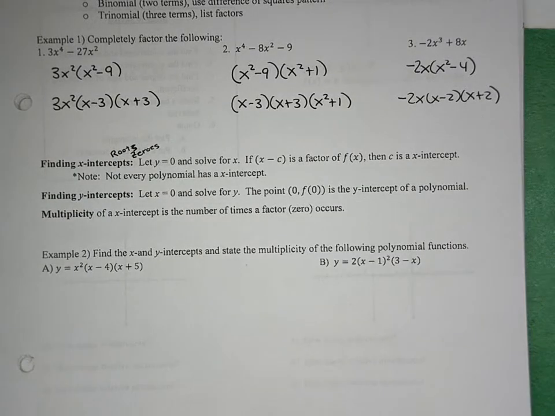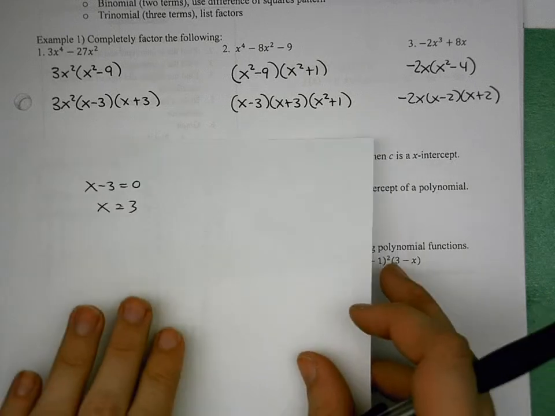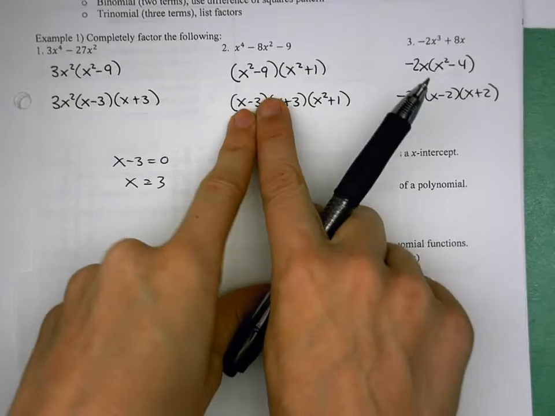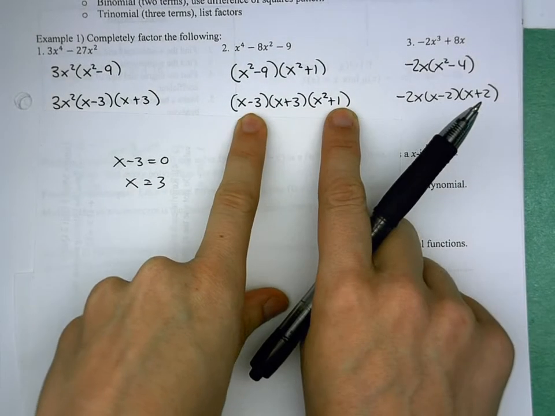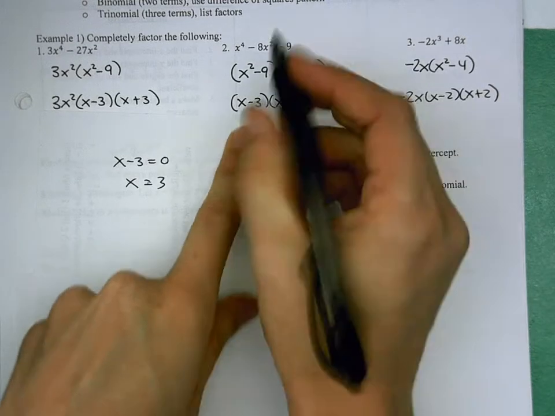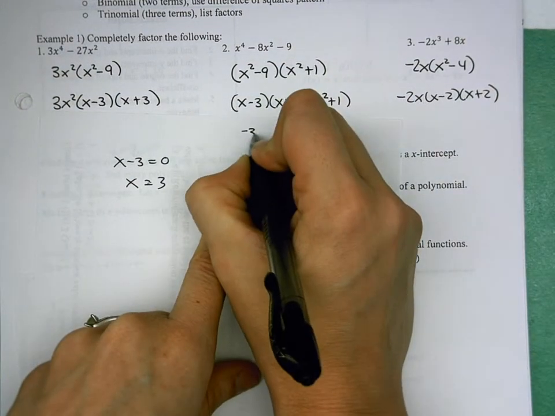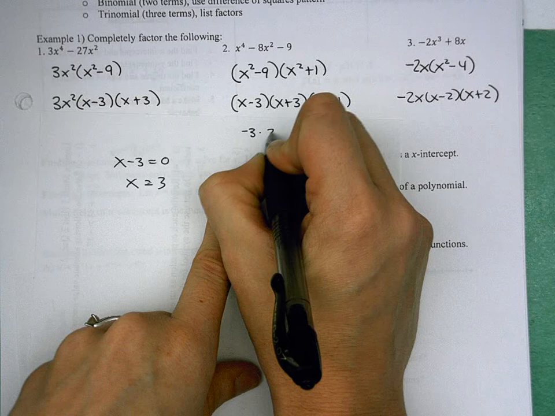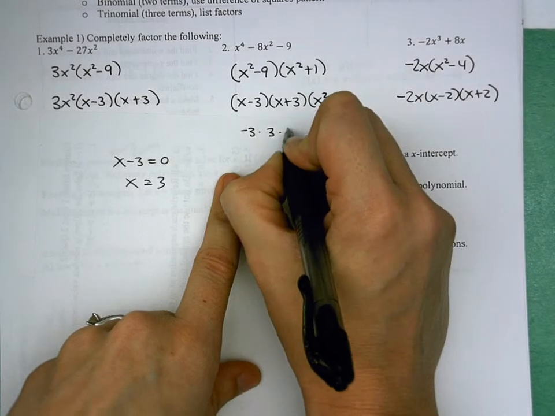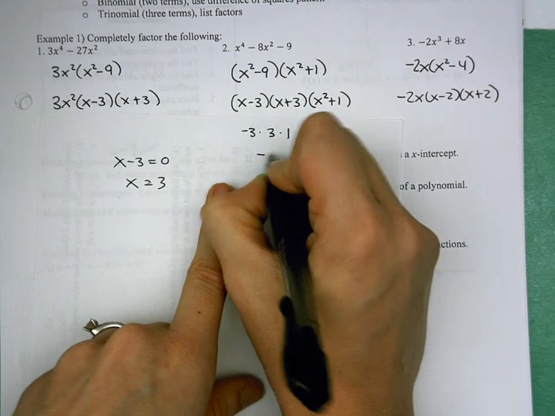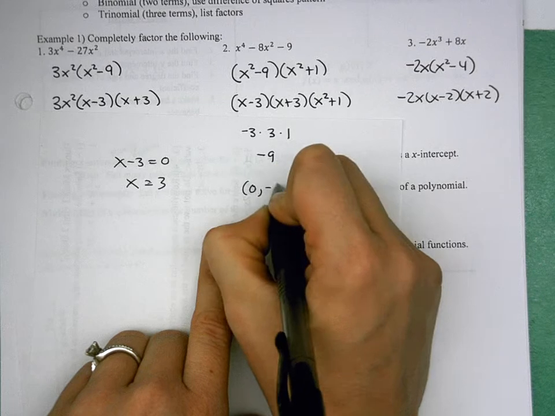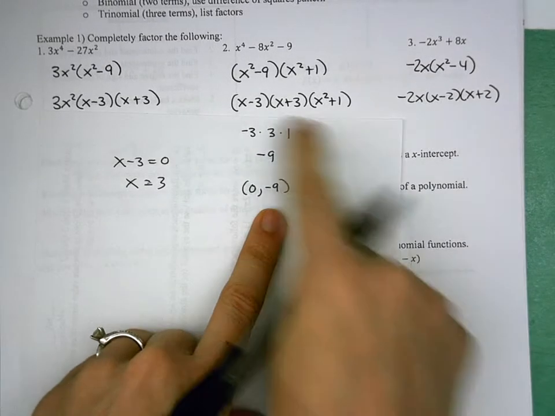Okay? Y-intercepts. Y-intercepts, we would let x equal 0. Where do we touch the y-axis? And then you'd solve for y. f of 0 then is your y-intercept. So, again, giving a quick example here, say this was my y equals. If we made our x equal 0, we would have negative 3 times 3, times 0, times 1. And so my y-intercept would be at 0, negative 9 if this was my function.